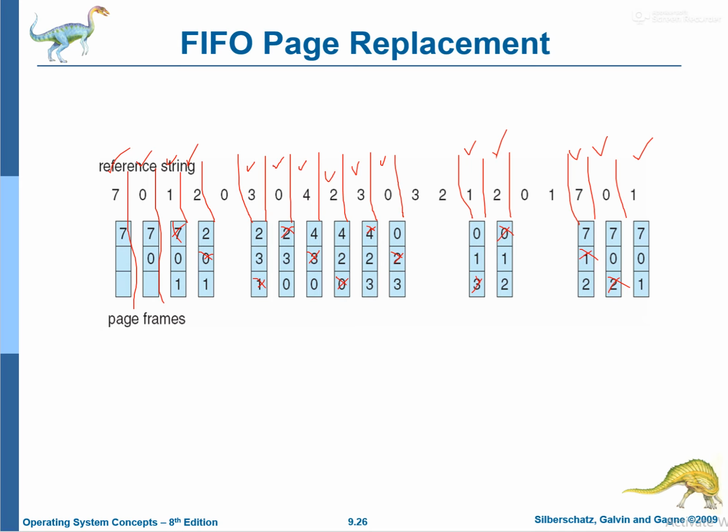So they said that first in first out is not considered to be an optimal algorithm because of Belady's anomaly. So we can look for some other, better algorithm for page replacement.